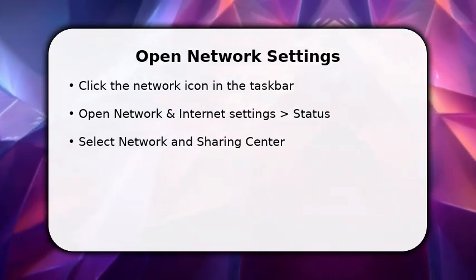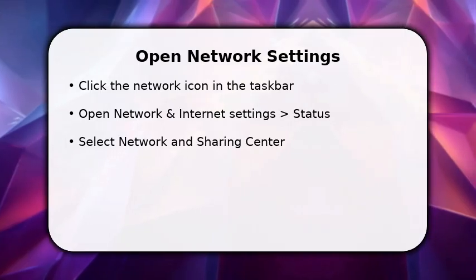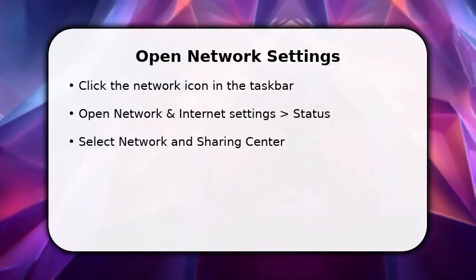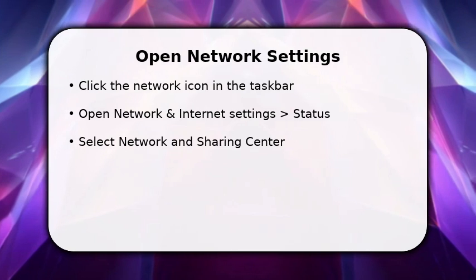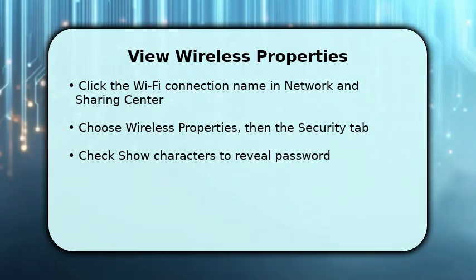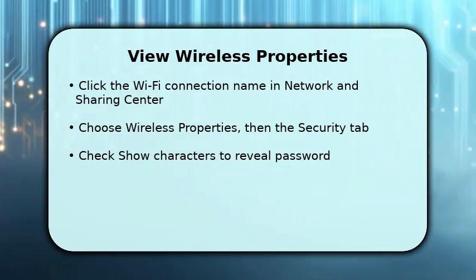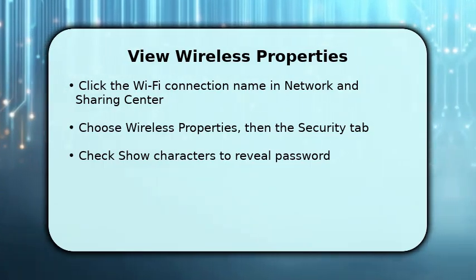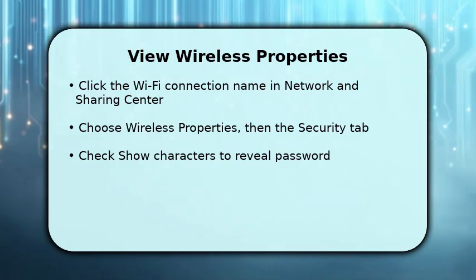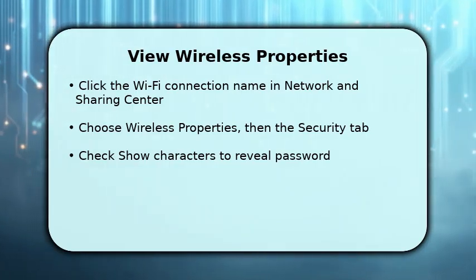Once done, click the active Wi-Fi connection name to open its properties dialog so you can access wireless security details and the next actionable control. You now access wireless properties to reveal the stored key because Windows hides it by default. In the connection dialog, click Wireless Properties, switch to the Security tab, and you'll see the Network Security Key field.